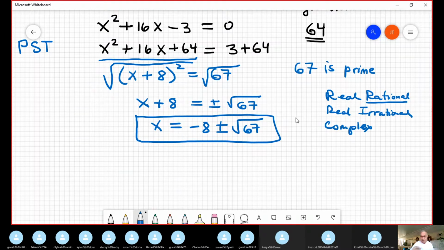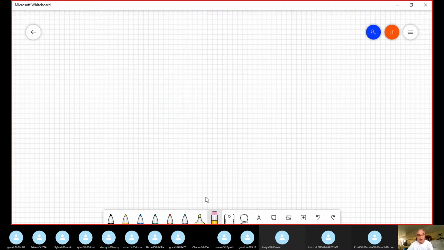Okay, now we practice the quadratic formula. Yeah, I know that you like it so much. Quadratic formula. Who remembers the quadratic formula by memory? Who remembers the quadratic formula?